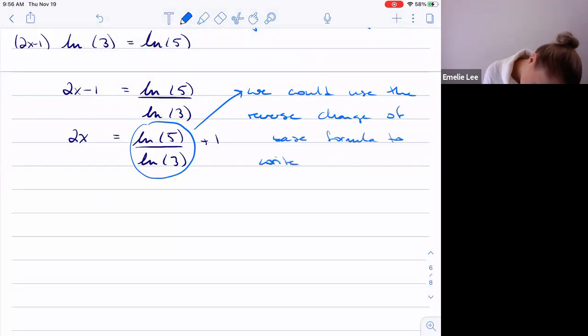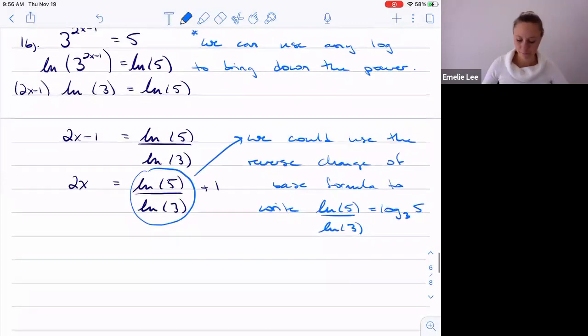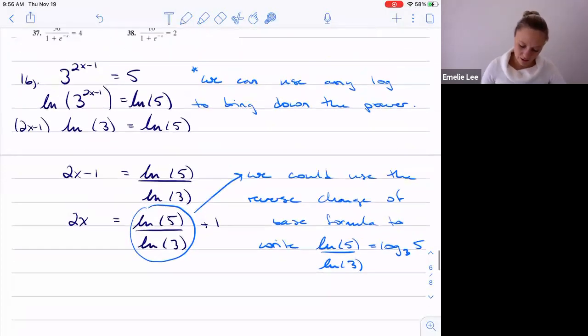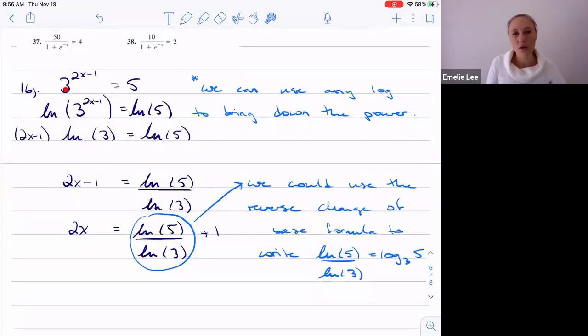To write ln of 5 over the ln of 3 is the same as the log base 3 of 5. Which, if you go back here, right, we would have to take the log base 3 of both sides. So log base 3 of 3 becomes 1, and log base 3 of 5 is what we have here. So they're always connected, and we always have options. But I'm going to leave it. I'm just highlighting that we could do something like that.